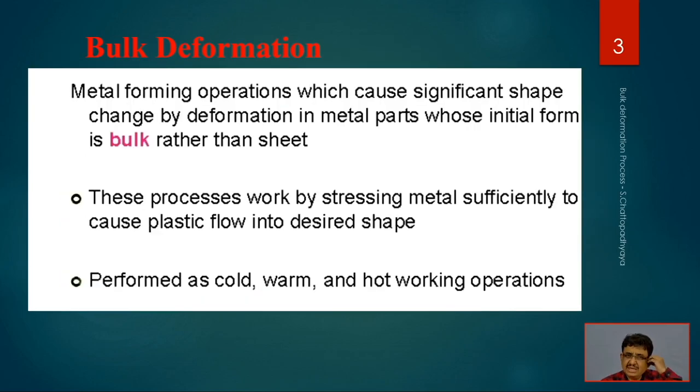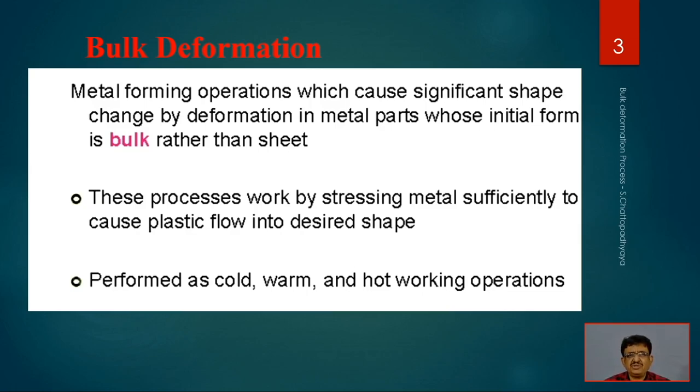Next is the meaning of the bulk deformation process. These are metal forming operations which cause significant deformation in bulk, where the surface area is small in comparison to the volume. That is why it is called bulk. Those materials are called bulky. So bulk deformation is a voluminous deformation process with significant shape changes, on metal parts whose initial form is bulk rather than sheet, where surface area is more and volume is less. Bulk is where surface area is less and volume is more. That is the difference between bulk and sheet, and those bulk materials are significantly deformed, and shape and dimensional changes happen. That is why it is called bulk deformation process.